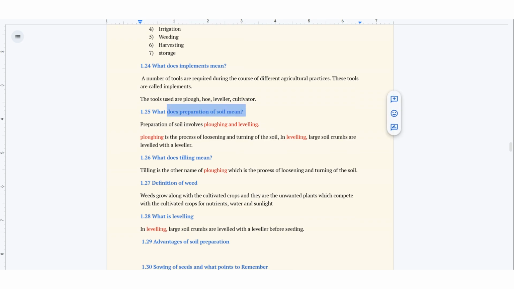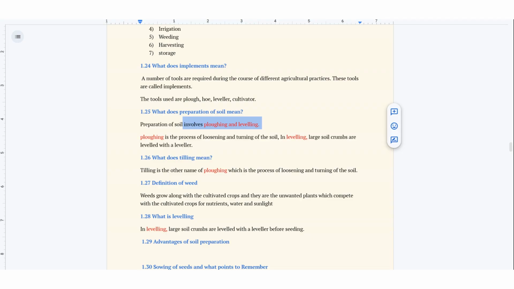What does preparation of soil mean? Preparation of soil involves plowing and leveling. So it is not talking about harvesting and other things. You have to prepare the soil before putting the seeds or sowing the seeds. That process is called soil preparation.